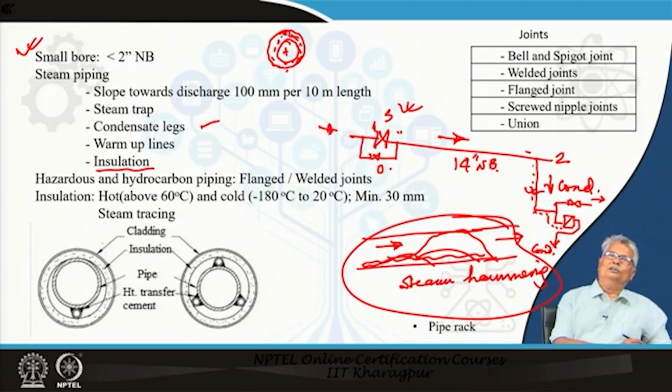Now, if you are handling something hazardous and hydrocarbon, which is inflammable, the pipe joints and the fitting joints have to be either welded or flanged. It cannot be screwed. You usually will be using insulation when the temperature is above 60 degrees centigrade, because only then it becomes economic to insulate a particular line and reduce the heat losses. And if it is cold, the insulation is there if it is below 20 degrees centigrade itself.